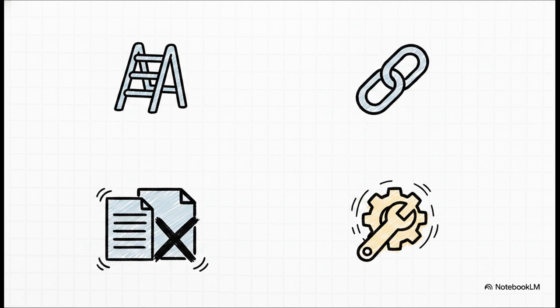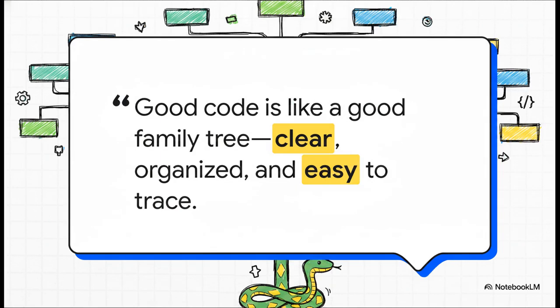Remember, you aren't just writing code for the computer, you're writing it for the human who has to read it 6 months from now. And let's be real, that human is usually you at 2 a.m., wondering what on earth you were thinking. I think this quote really summarizes the core philosophy of our session perfectly. Good code is like a good family tree, clear, organized, and easy to trace. When you use inheritance correctly, literally anyone looking at your project can easily see exactly where traits come from and how the whole ecosystem is related.